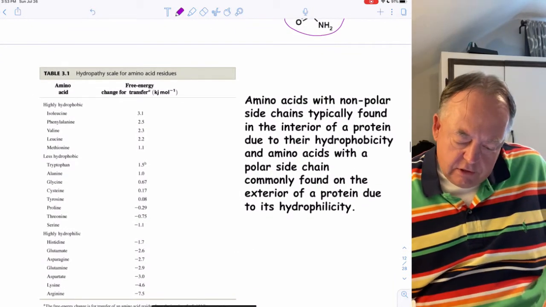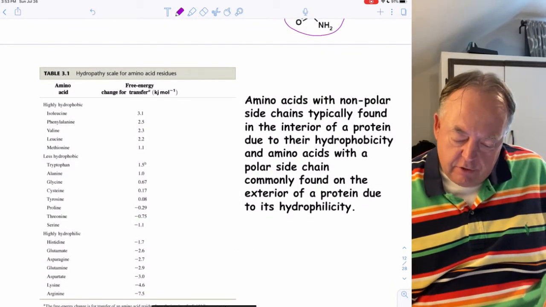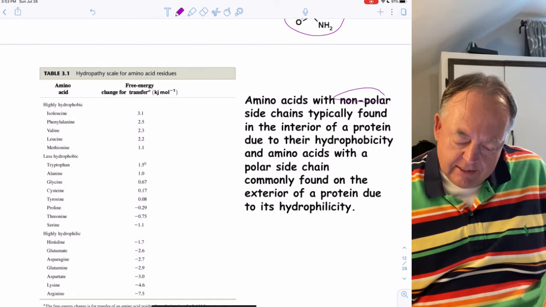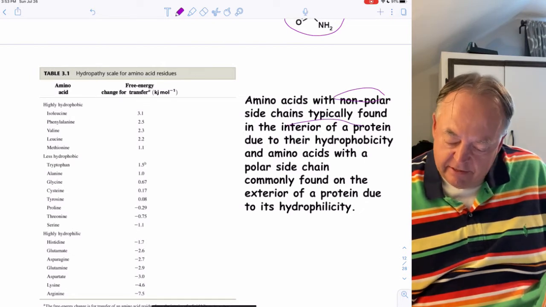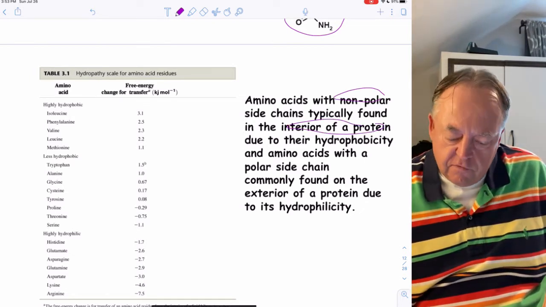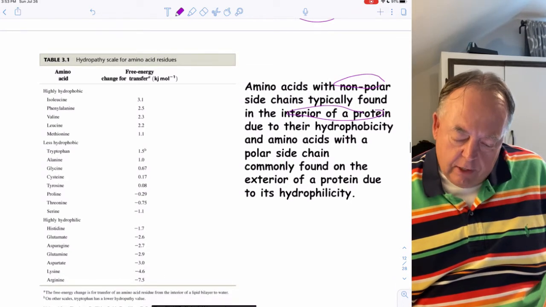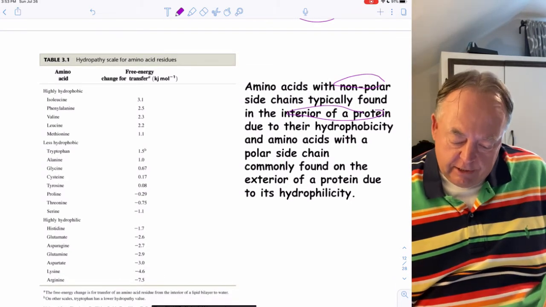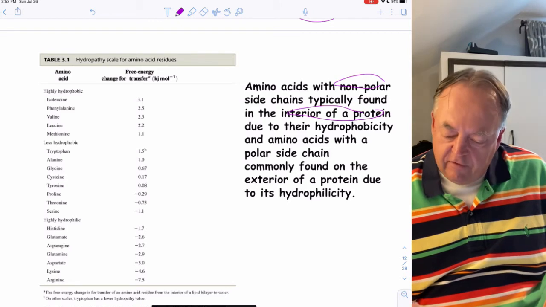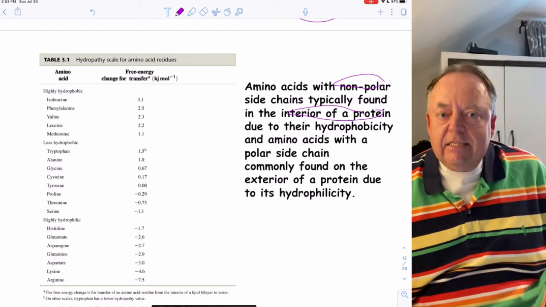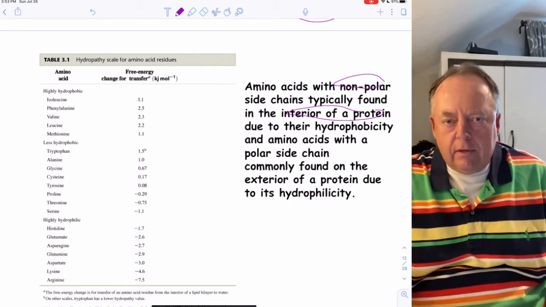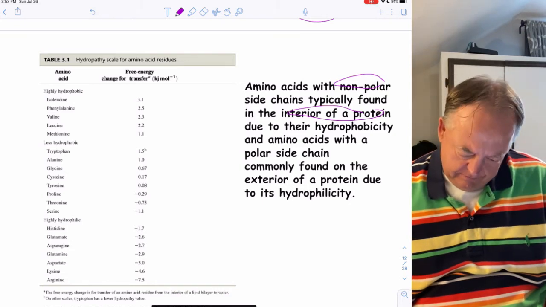Okay, so when these form proteins, the amino acids with non-polar side chains tend to be found in the interior of a protein, which is more hydrophobic. And the amino acids with very polar side chains, which are very hydrophilic, tend to be on the exterior of a protein where they could interact with the aqueous environment.